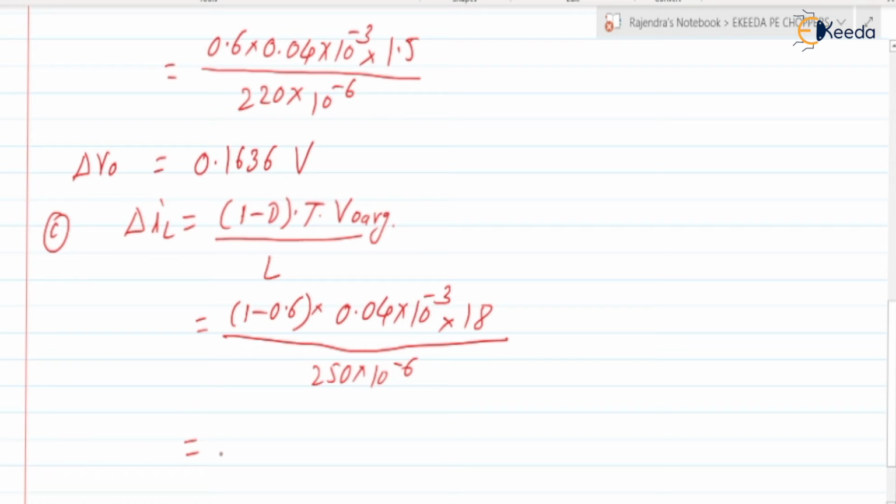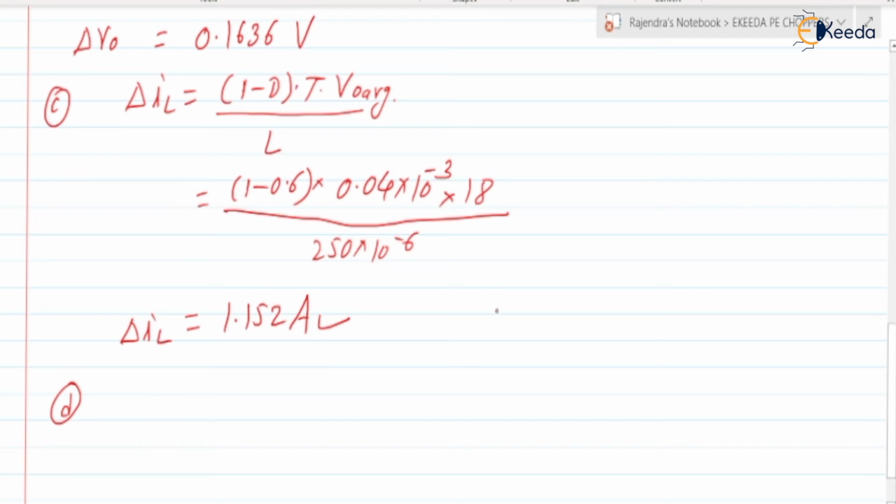So delta IL is equal to 1 minus D into T into V0 average. It is 1 minus 0.6, so 0.4 into 0.04 into 10 to the power minus 3, into 18, divided by 250 into 10 to the power minus 6, which is 1.152 ampere. This is the delta IL we are having. So this is for the third bit. Next, in the fourth bit they have asked for the peak current of the switch, the peak value of the switch current.